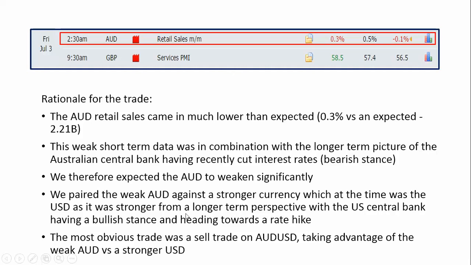So what we did is we paired that weak Australian dollar against a stronger currency pair, which at the time was again the US dollar, because the bigger, longer term perspective was that the US Central Bank was having a bullish stance and heading towards a rate hike, which is positive for the dollar. So most certainly the Australian dollar was weaker than the US dollar. So we put the two together, we got our currency pair, which was Aussie dollar, enabling us to take full advantage of the weak Aussie versus a stronger US dollar.